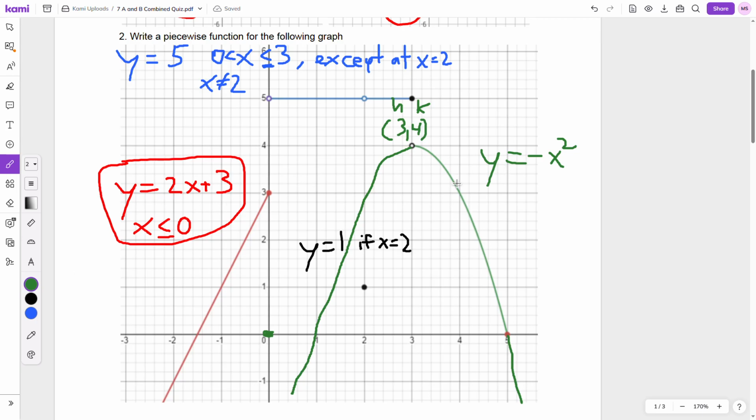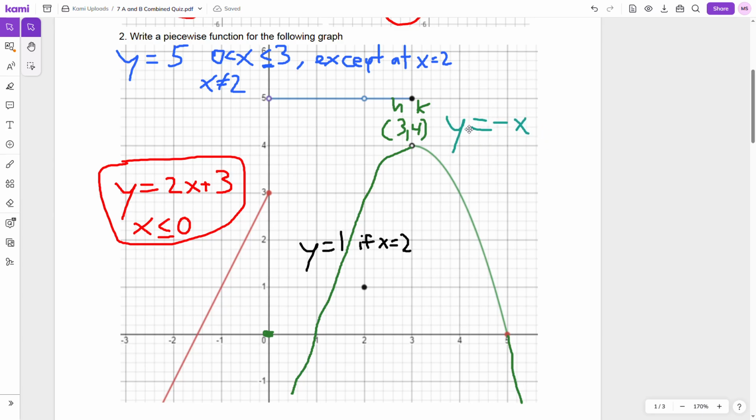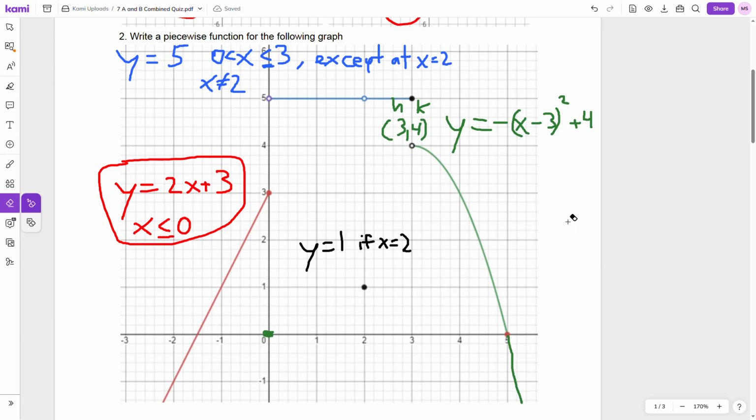And if you remember from IM3, that means that the h is 3 and the k is 4. And so that means that this is not y equals negative x squared. This is y equals negative x minus 3, close these parentheses, squared plus 4. Because the vertex is given at hk. So that's our function. And again, we have a problem with the domain. It's not the whole parabola. This part's not even there. This is only where x is greater than 3.